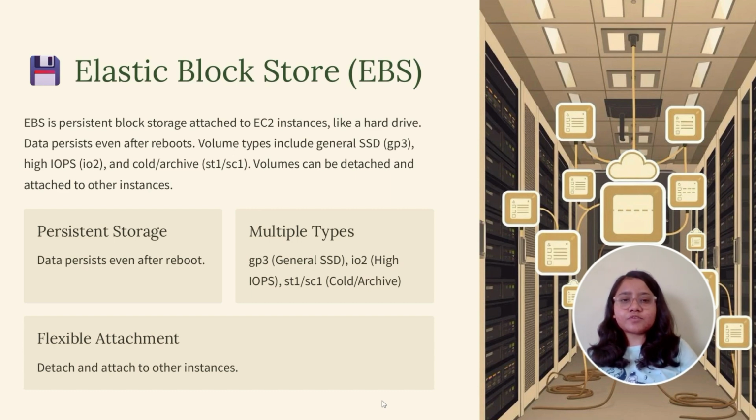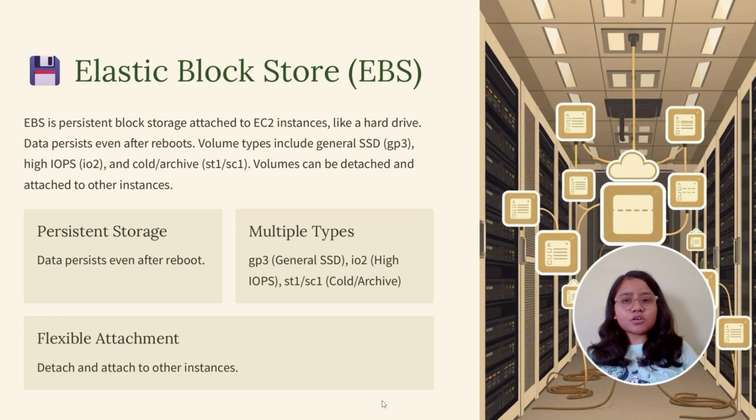There are different types of EBS volume: GP3 general purpose SSD, IO2 high IOPS SSD for databases, ST1 throughput optimized for big data. You attach this to your EC2 instance during launch or even later. Every EBS volume has performance metrics: IOPS, throughput and latency. So choose based on your application. You can also take a snapshot of your EBS volume. This acts as a backup which can be stored in S3 and restored later.